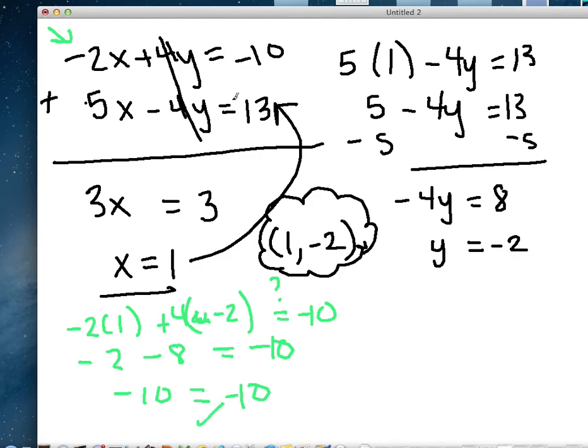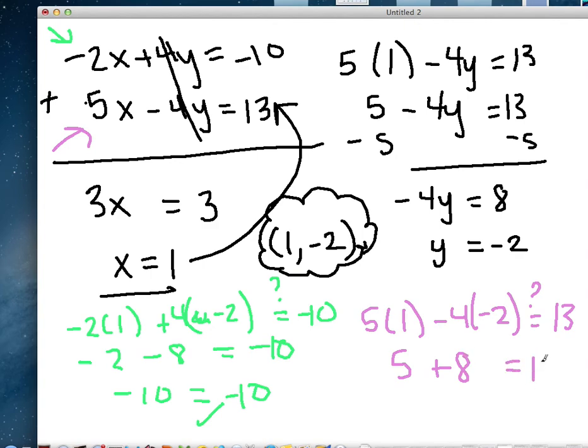Okay? So this coordinate point makes this a true statement, and then we just want to check that this coordinate point also makes this a true statement. So we're going to have 5 times 1 minus 4 times negative 2. Does that equal 13? So we get 5 plus 8 equals 13. Yes, 13 equals 13. So what that means is this coordinate point makes both of these true statements. This is where these two lines, if they were graphed, would intersect. So when we're solving a system of equations, we are looking for where they intersect.